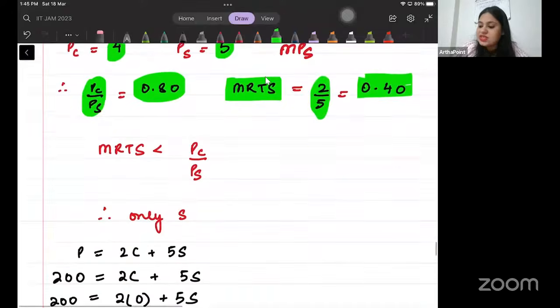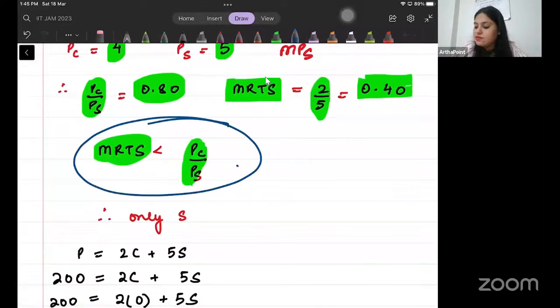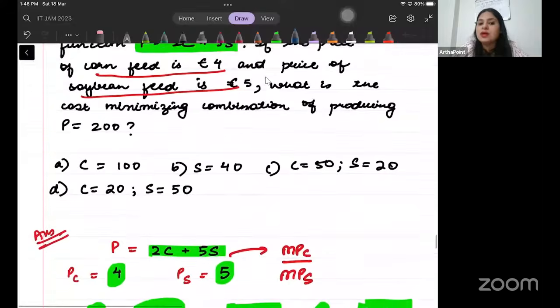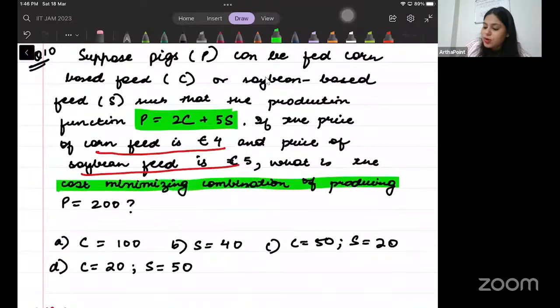Clearly, we can see that MRTS is less than PC by PS. And whenever this condition is satisfied, we know that we use only input S. So I know that I only want to use the soybean feed. Now it asks, what is the cost minimizing combination for producing P equal to 200?